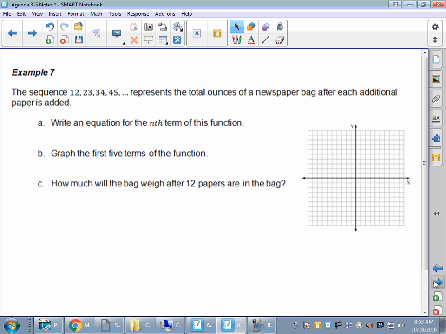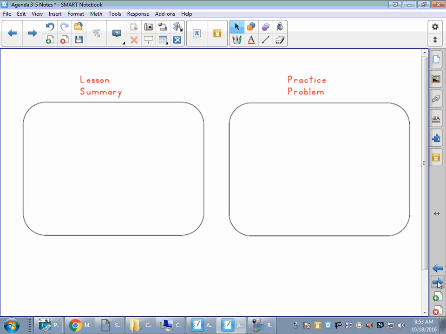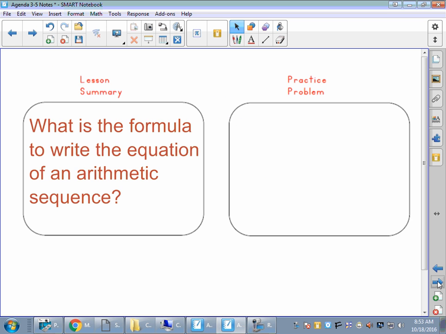So let's skip example 6 and 7. We're going to do these in class. Here's the two things that I want to make sure you know. What's the formula or the equation to write an equation of an arithmetic sequence? Jot that down. Feel free to put the d on the other side so it looks better for distributive property.